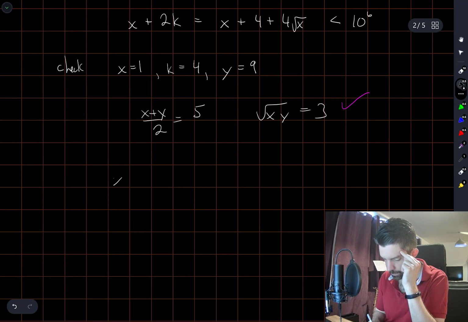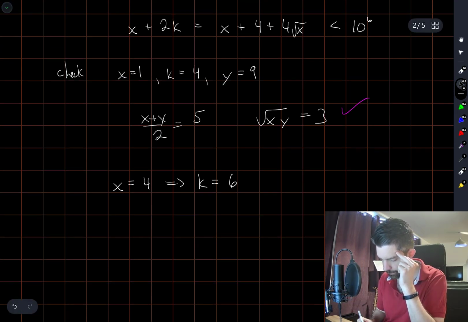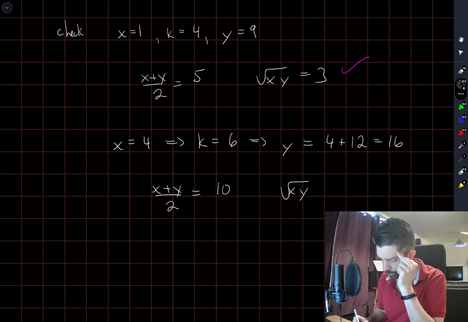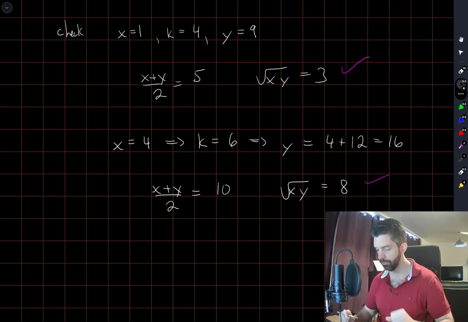I'm going to check one more value here. So x is equal to 4. This gives k equal to 6, and y is equal to 4 plus 12, which is 16. Okay, so (x plus y) over 2 is equal to 10, and root xy, 16 times 4 is 64, so this is 8. Okay, and that also works. Cool. So it seems like we're correctly generating pairs of integers that satisfy the conditions we're given.